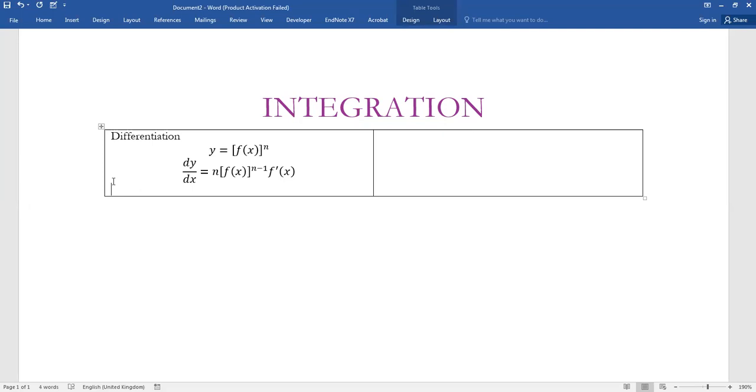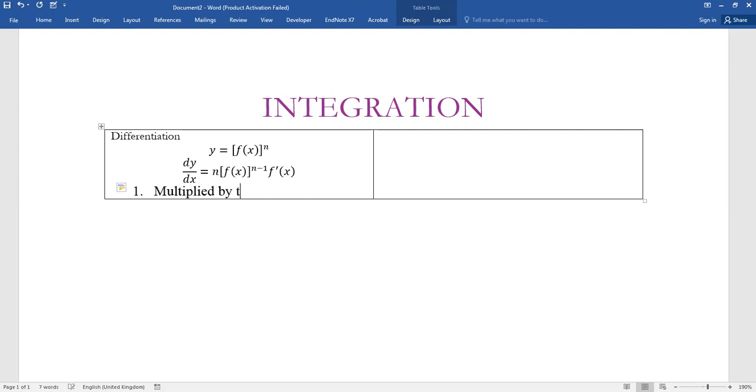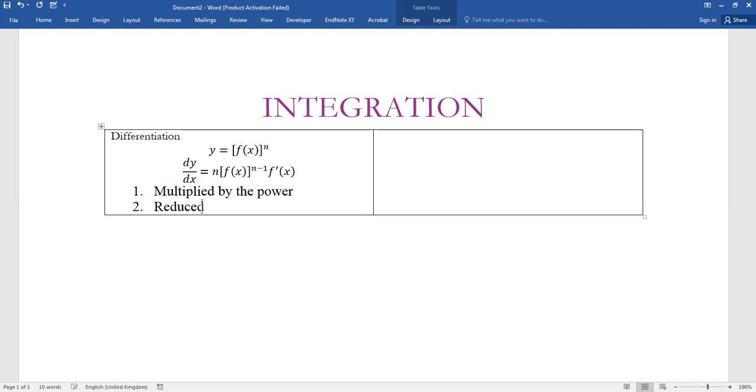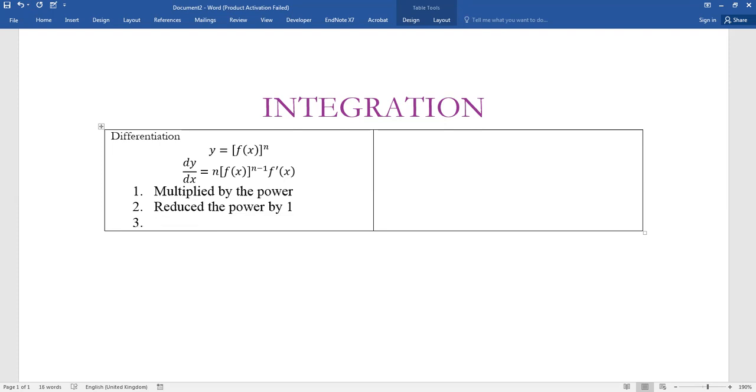Yes, sir. So if I were to break down these operations, the first thing that I did was I multiplied by the power, right? Yes, sir. Then I reduced the power of the function by 1. And then what did I do? I multiplied by the derivative of the function. Is this clear? Yes, sir.